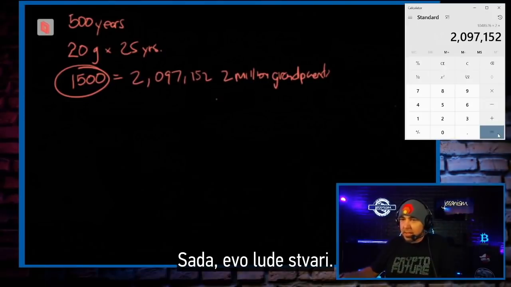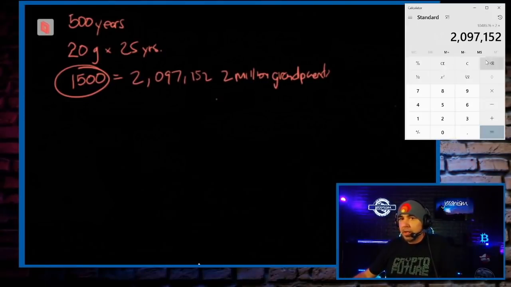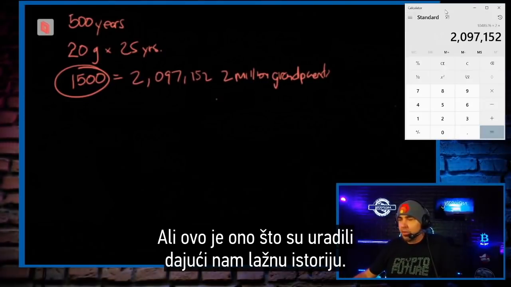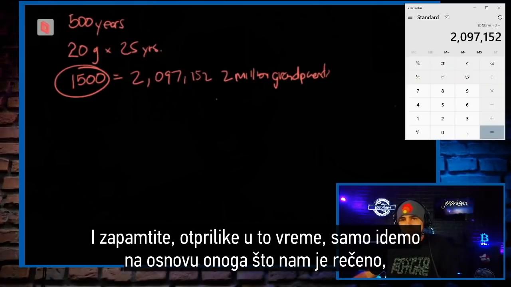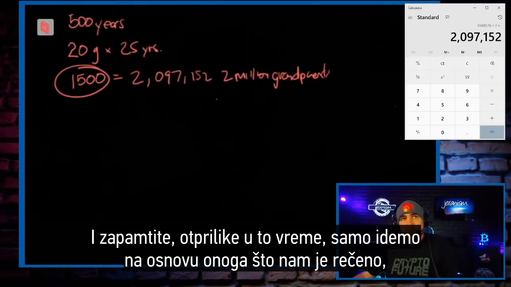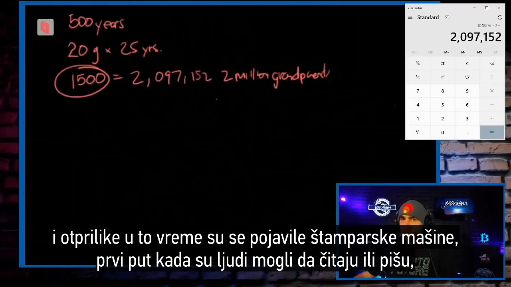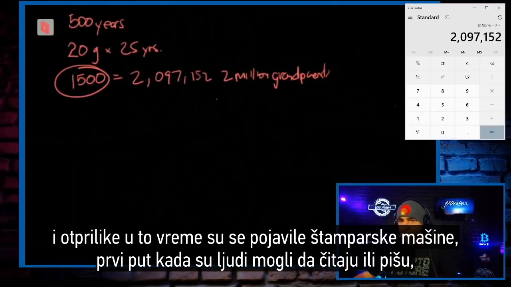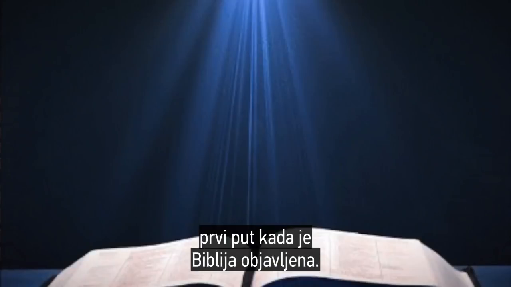Now, here's the crazy thing. That's not that long ago. But this is what they've done by giving you a fake history. And remember, around this time, and we're just going based off what we're told, was the printing press, the first time that people could read or write. Really the first time the Bible was put out there.